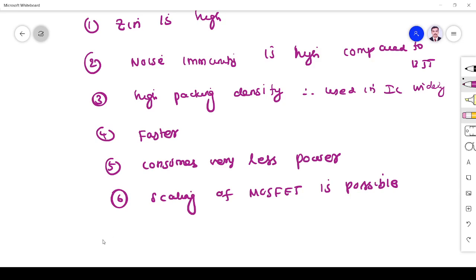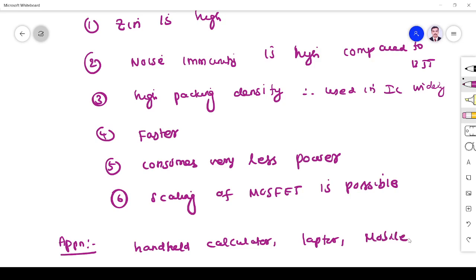So the main application, whatever we do in handheld devices, right? Handheld calculator, laptop, everything is possible because of the MOSFET, right? So all the handheld devices are possible because of the technology of MOSFET, right?